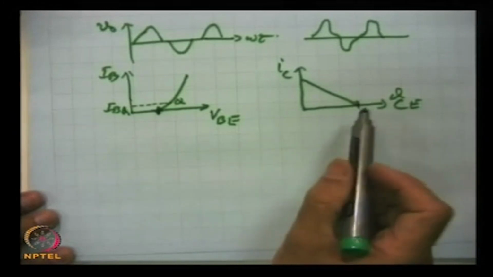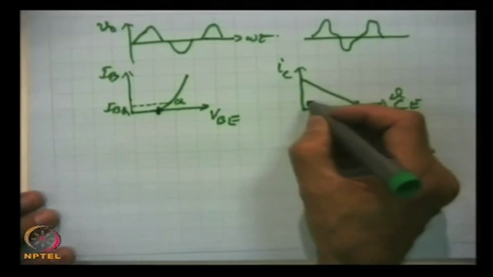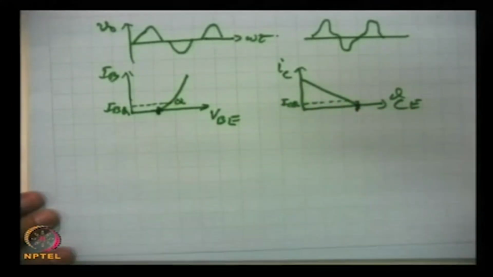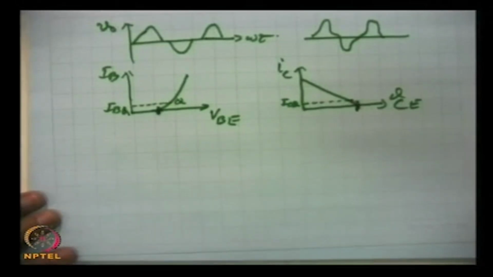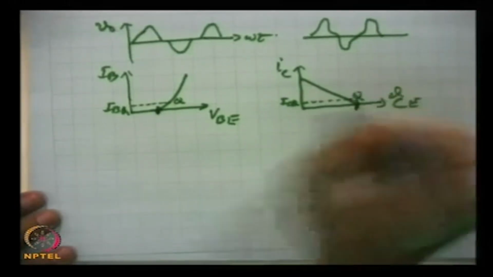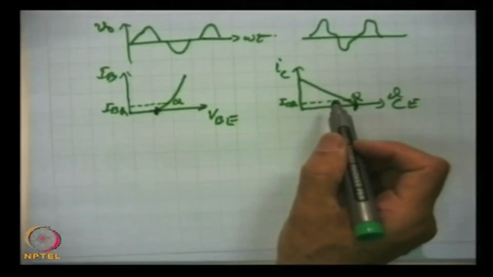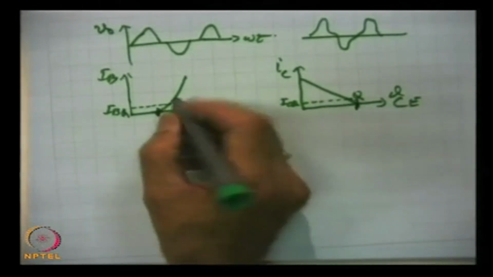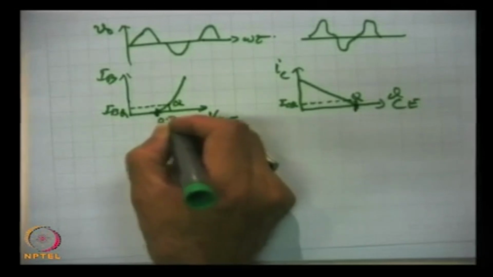For class B operation, the operating point is exactly at cutoff, but now we have moved it so that the quiescent current is not 0 here. When this is done, the Q point has been shifted to this. This will take care of that 0.7 bias. That means this voltage is 0.7 volts.